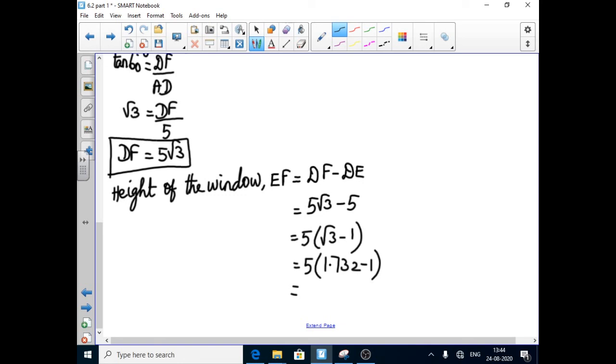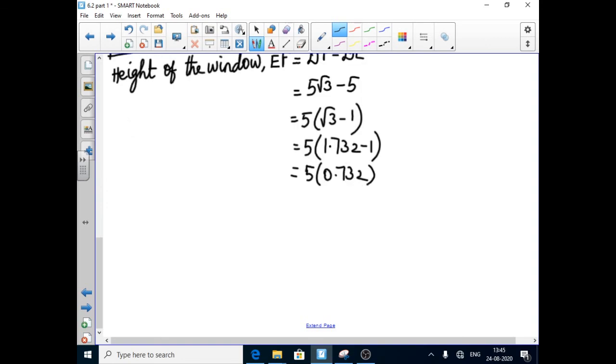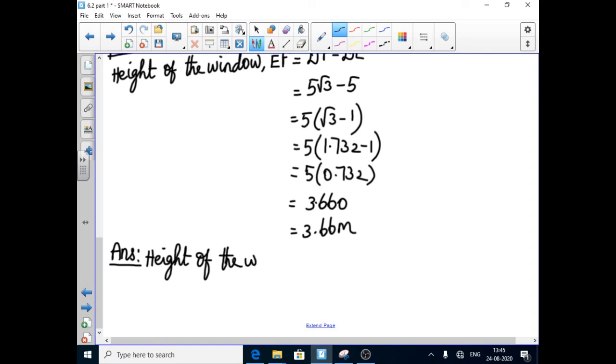Subtracting 1 from 1.732, you get the answer 0.732. Decimal subtraction you know. While multiplying 5 by 0.732, the answer is 3660, and after 3 digits the decimal point, that is equal to 3.66 meter. So the answer: the height of the window is equal to 3.66 meter. That's all.